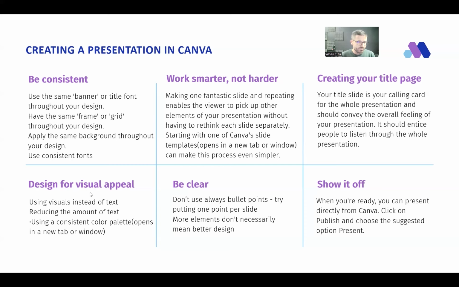And here is another tip. Design for visual appeal, using visuals instead of text. People think in a visual way, so we need to adapt to that, using visuals instead of text and reducing the amount of text. We need to use just little text or short text. We need to shorten it as much as we can.